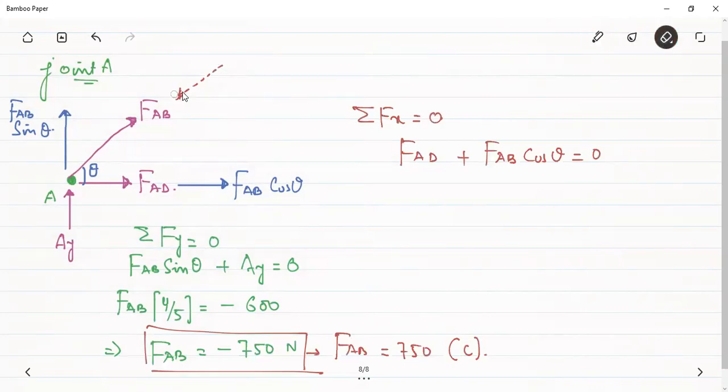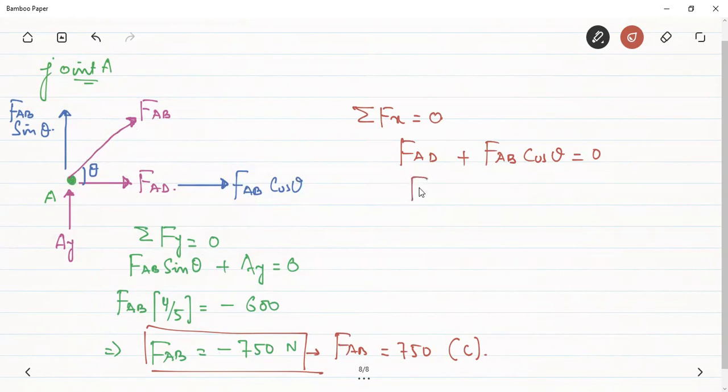That is, this direction is wrong. FAB will be actually downwards. But let's keep this direction. Although we have assumed it to be this, let's move on with this direction. But when we put this value of the FAB here, it has to be put as a negative value, because here we have assumed that the direction is this. Inclined upwards, but actually it is inclined downwards. So if I'm keeping this inclined upwards, then this FAB has to be given the negative value, that is minus 750. Or I can change the direction, then I don't need to give the negative value.